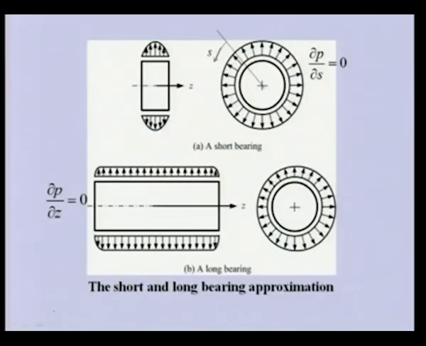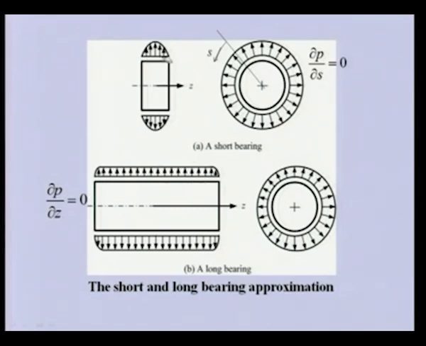Before that, let us see if we want to solve the partial differential equation in closed form. Using two basic assumptions, one is short bearing approximation, another is long bearing approximation, we can simplify that Reynolds equation. For short bearing approximation, short bearing means the axial length of the bearing is short as compared to this one.